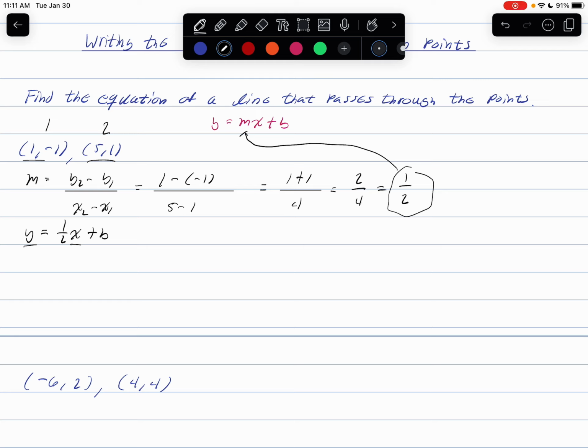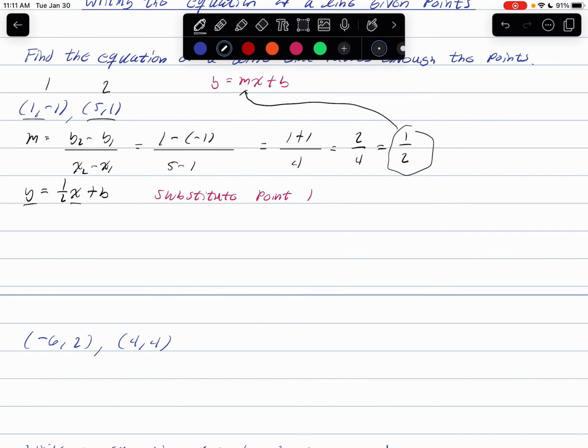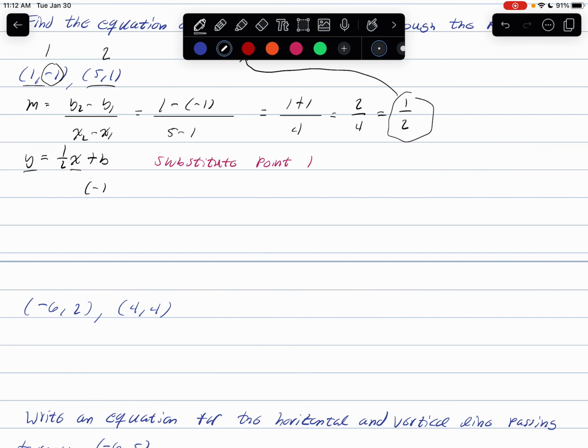So you can now pick your favorite of these 2 points, and you can plug them in for x and y. So I'm going to pick point 1, and I'm going to plug the x value in for x and the y value in for y. So we're going to substitute point 1. What we're going to have is y, which is equal to -1 in this case. So we have -1 is equal to 1/2 times x, or in this case, 1. So 1/2 times 1 plus b.